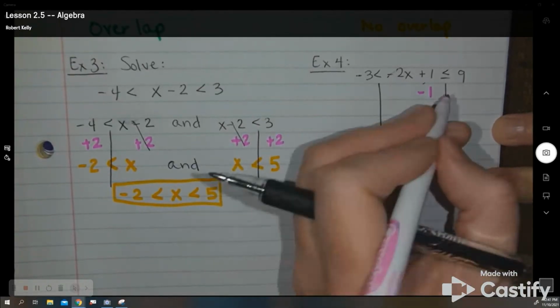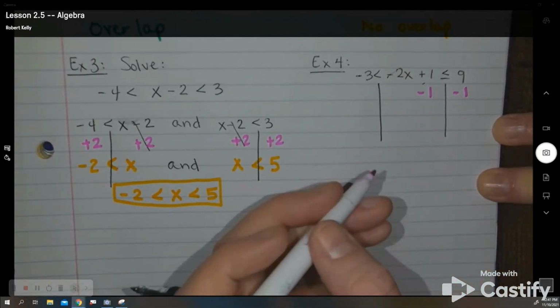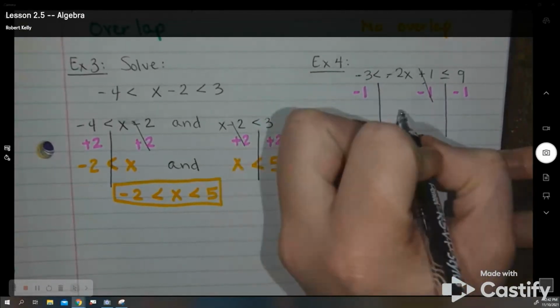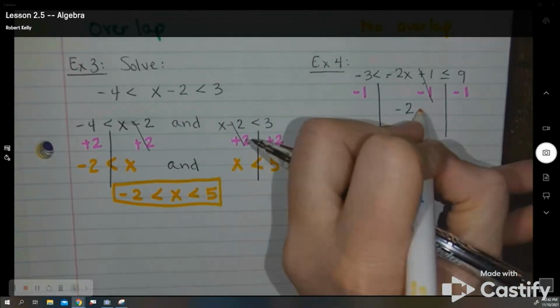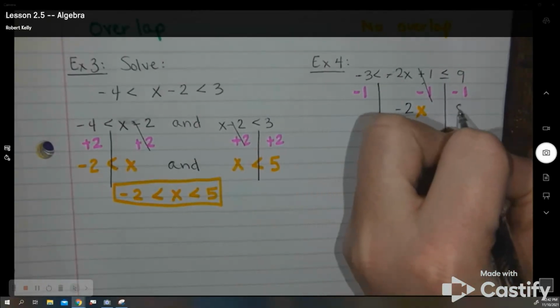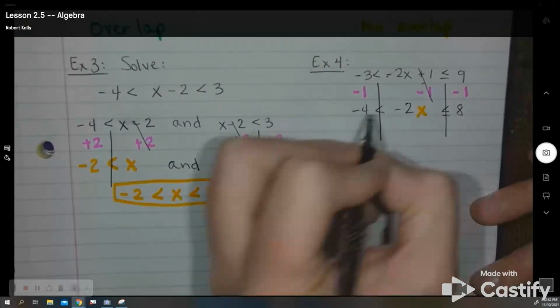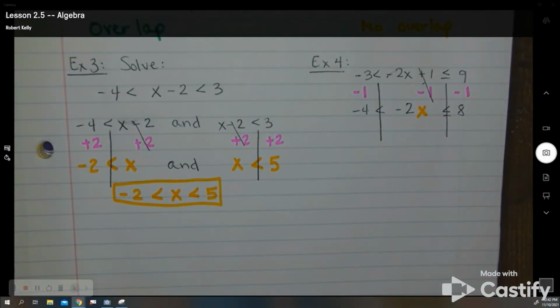Now, we're used to subtracting 1 on both sides, but if you leave it as one compound inequality, each column has to have the same thing. So 1 minus 1, those are going to cancel. I have -2x left in the middle here. 9 minus 1 is going to give me 8. Inequality symbol is staying at the moment. -3 minus 1 gives me -4. Inequality symbol stays.